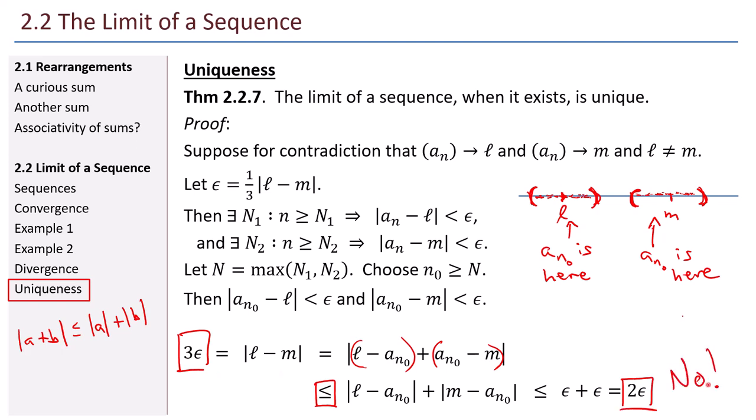No, that cannot happen, because epsilon is greater than 0. So with epsilon greater than 0, it is impossible to have 3 epsilon less than or equal to 2 epsilon. There's the contradiction, and that proves the theorem. The limit of a sequence, when it exists, is unique.